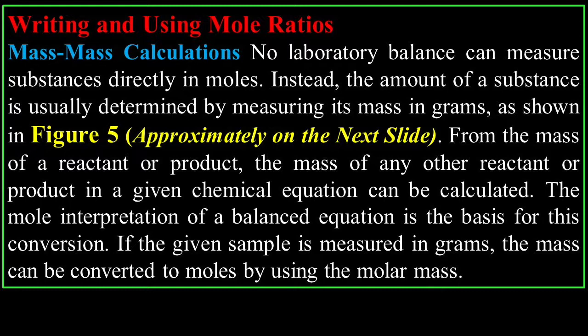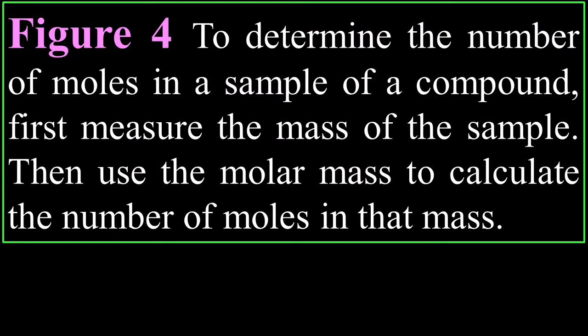Mass-mass calculations. No laboratory balance can measure substances directly in moles. Instead, the amount of substance is usually determined by measuring its mass in grams, as shown in Figure 5 on the next slide. From the mass of a reactant or product, the mass of any other reactant or product in a given chemical equation can be calculated. The mole interpretation of a balanced equation is the basis for this conversion. If the given sample is measured in grams, the mass can be converted to moles by using the molar mass. Then, if you need to convert back to grams, you do that. You convert from grams to moles, to moles, to grams. However, we'll take a look at that in a minute.